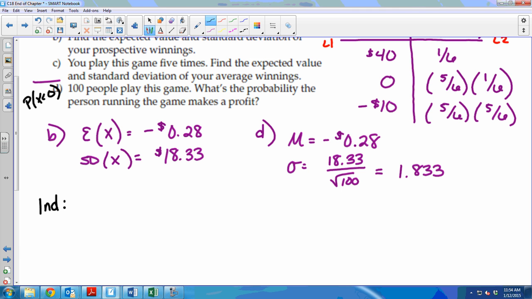Yeah, independence, which is randomization and 10%, right? Is this going to be random? Yeah, if you've got 100 people playing a dice game. The dice are random. So 100 people playing, it doesn't really matter if there's 20 people playing. It's random because you're rolling die. All right, what about 10%? Well, 100 is less than 10% of people who can play the game.